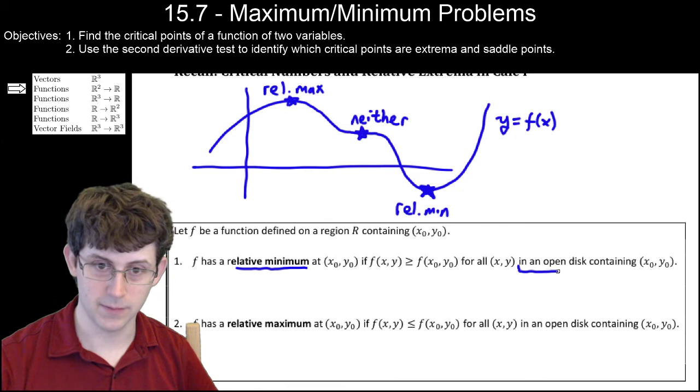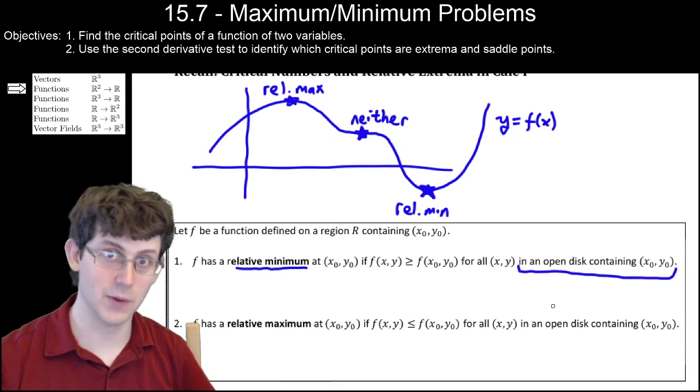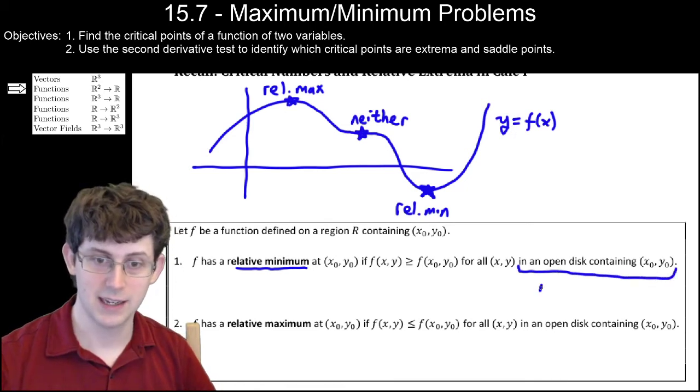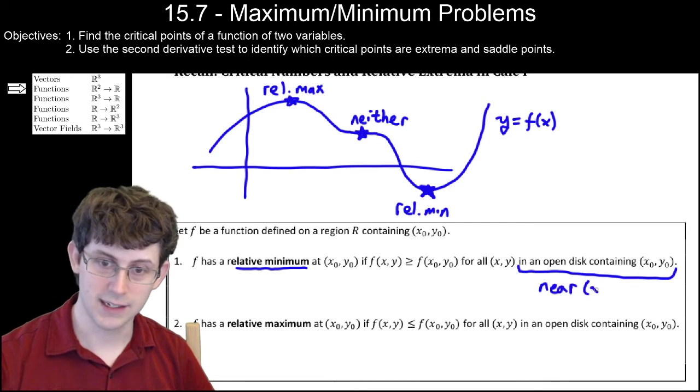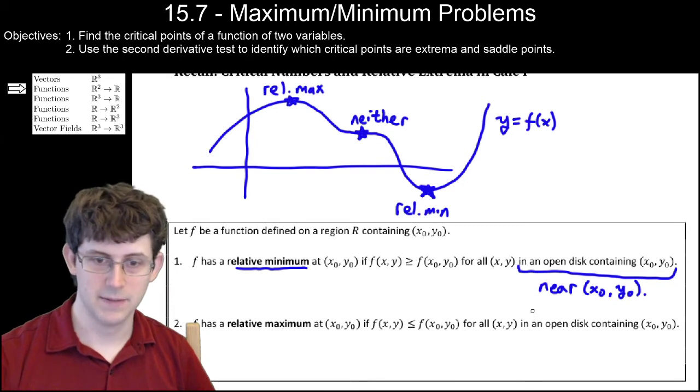An open disk containing x0, y0 is our technical way of saying near x0, y0. And same deal here.